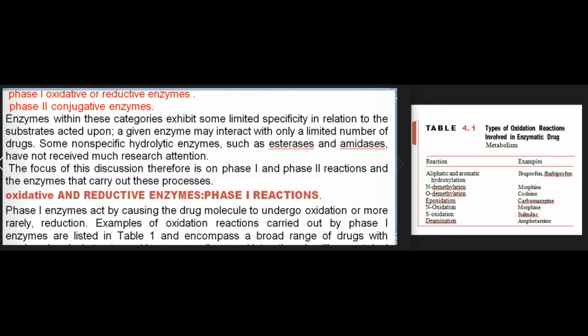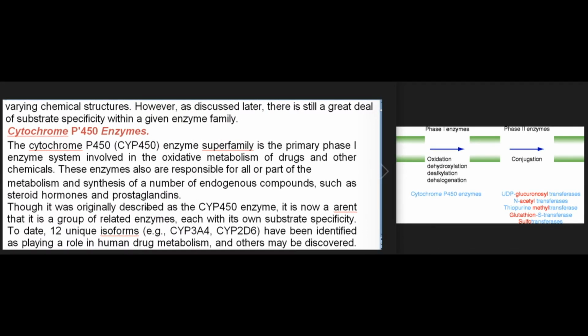Some nonspecific hydrolytic enzymes, such as esterases and amidases, have not received much research attention. The focus of this discussion therefore is on phase I and phase II reactions and the enzymes that carry out these processes. Oxidative and reductive enzymes. Phase I reactions. Phase I enzymes act by causing the drug molecule to undergo oxidation or, more rarely, reduction. Examples of oxidation reactions carried out by phase I enzymes are listed in Table 1 and encompass a broad range of drugs with varying chemical structures. However, as discussed later, there is still a great deal of substrate specificity within a given enzyme family.